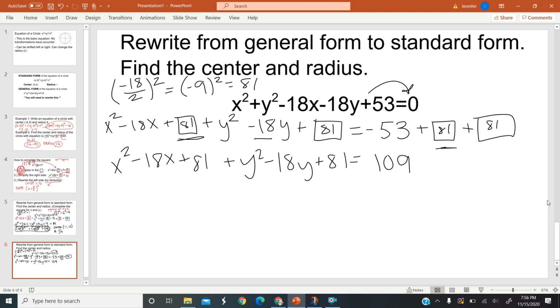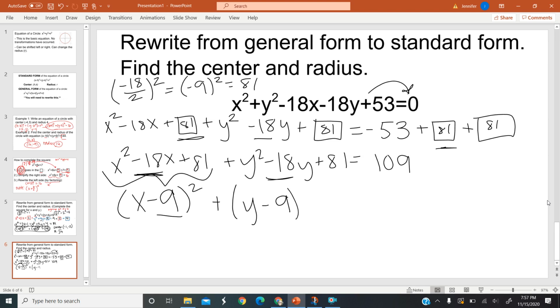So now is when I'm going to factor. So I need to factor my x's, which is going to factor into x minus 9 squared, because I'm using that -18 divided by 2. That gives us -9. Plus, same thing over here, because we also have a -18. So I would have y minus 9 squared. And then all of that is going to equal 109.